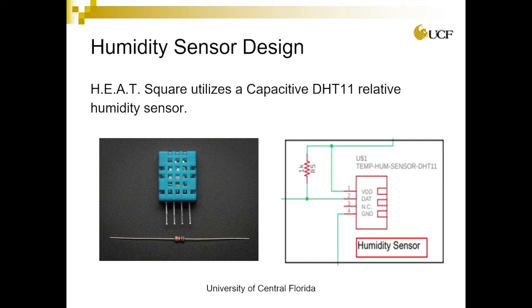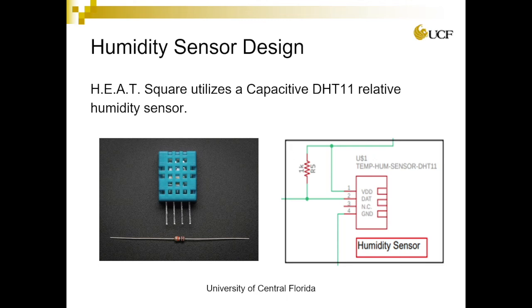For the humidity sensor, we decided we would use the DHT11 relative humidity sensor, which is a capacitive humidity sensor. We decided to go with capacitive over resistive or thermal because it was more accurate and had better results. This specific humidity sensor actually utilizes an NTC thermistor on the inside of it, so it's also capable of detecting temperature. It actually uses the temperature to convert to humidity.